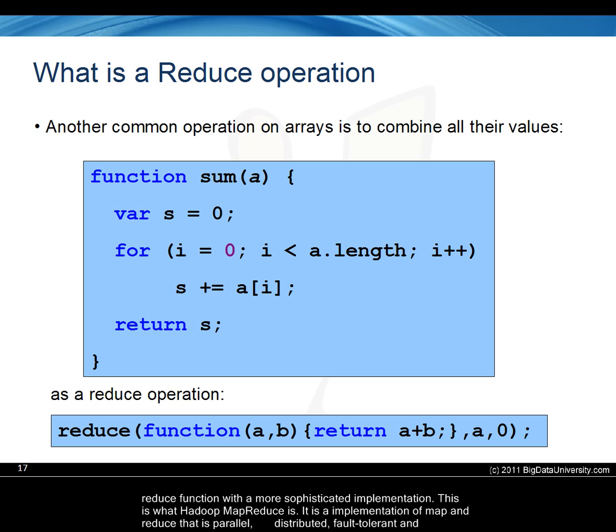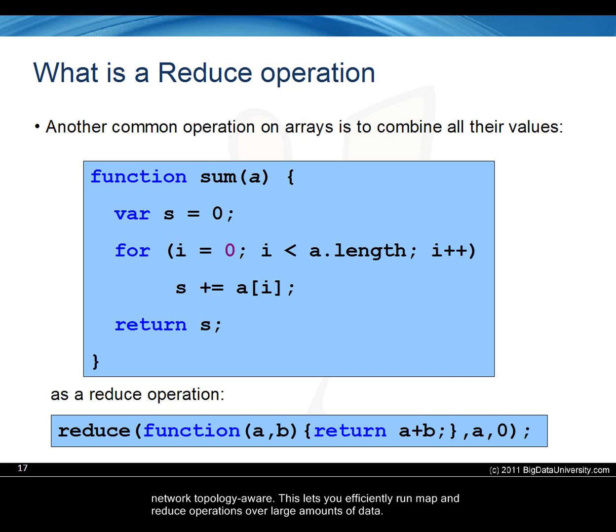This is what MapReduce technology in Hadoop is. It is an implementation of map and reduce that is parallel, distributed, fault tolerant, and network topology aware. This lets you efficiently run map and reduce operations over large amounts of data. This lesson is continued in the next video.